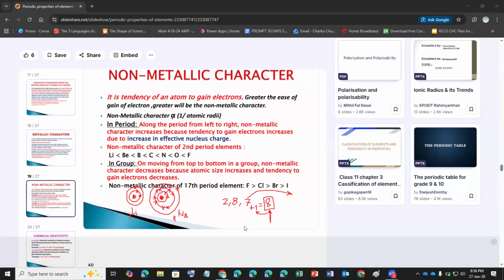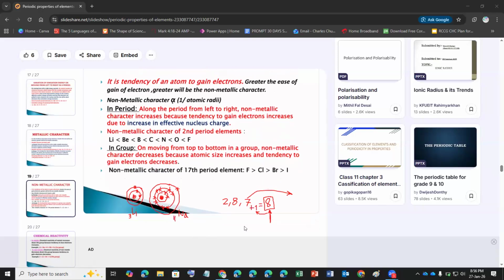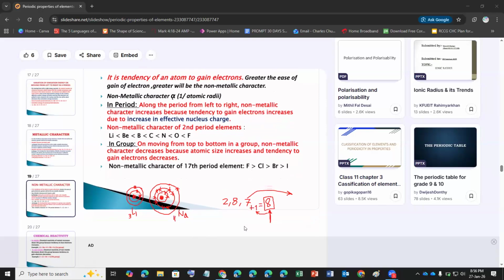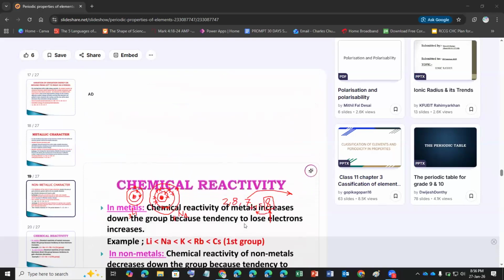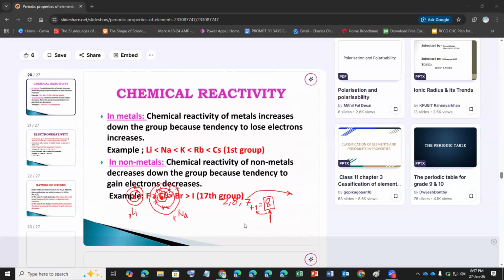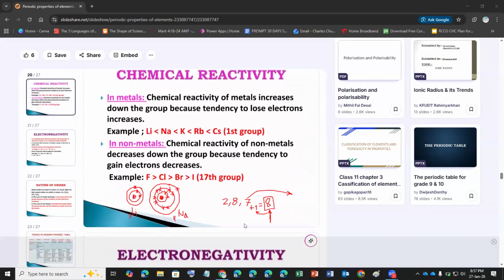for non-metallic character. Of course, moving from top to bottom in a group, non-metallic character will reduce. If metallic character increases, therefore non-metallic character will reduce from top to bottom. Just understand this, because one is the reverse of the other.